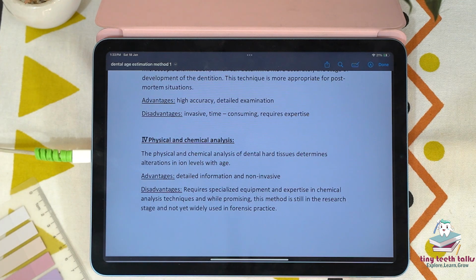Disadvantages: invasive. These methods require the extraction and destruction of the tooth, making it unsuitable for living individuals. Time consuming. The process of tissue preparation and microscopic examination is labor intensive and time consuming. Requires expertise. Accurate interpretation requires specialized knowledge and skill in histology and microscopy.